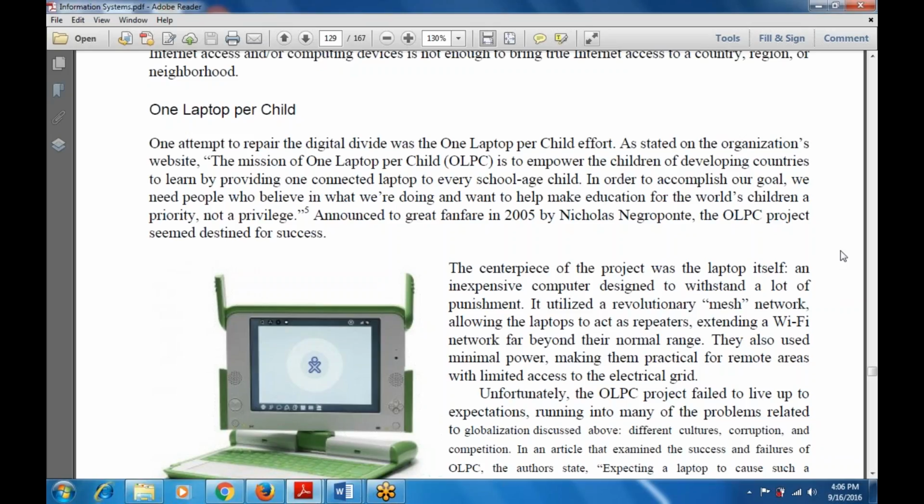And in order to accomplish our goal, we need people who believe in what we are doing, who want to help make education for the world's children a priority, not a privilege. Announced with great fanfare in 2005 by Nicholas Negroponte, the OLPC project seemed destined for success. The laptop itself was inexpensive, designed to withstand a lot of punishment.